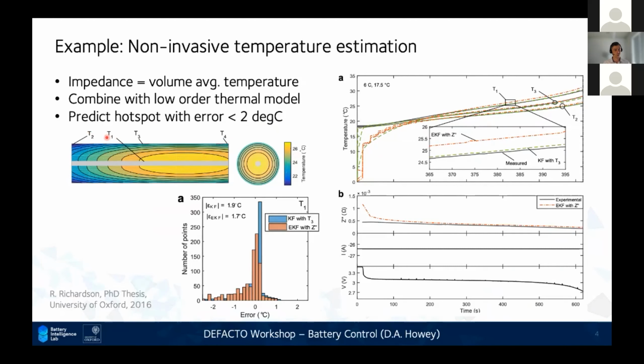These temperature sensors T1, 2, 3, and 4 are at different locations. T1 is in the middle of the cell, and 2, 3, and 4 are on the surface. These graphs show a comparison between temperature directly measured, which is the black lines, and temperature estimated using impedance combined with a low order thermal model. And this down here shows the actual decrease in the impedance as the cell warms up during a discharge. This is quite a high rate discharge, a 6C discharge. If you look at the comparison of the errors, you get within about 1 or 2 degrees C RMS error. So temperature estimation is one area of interest.